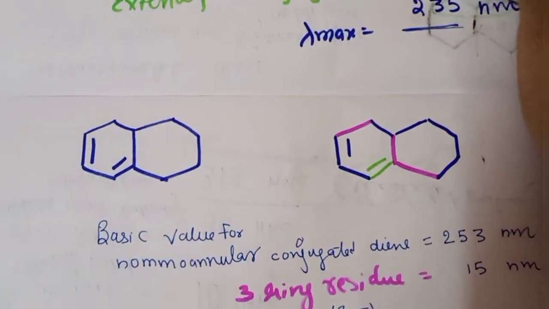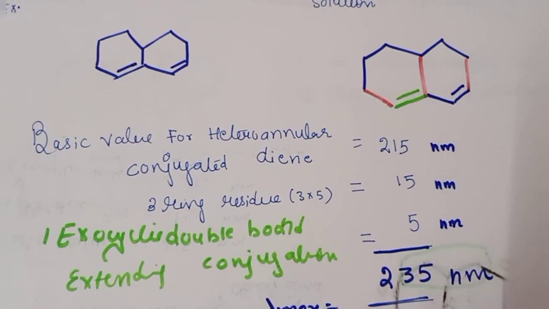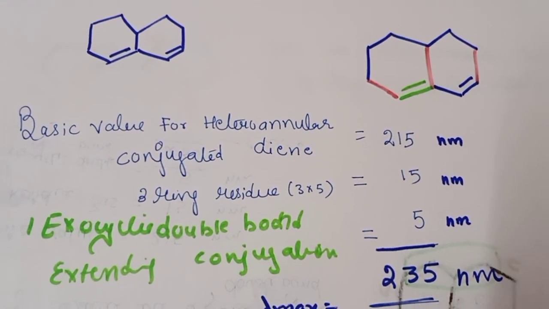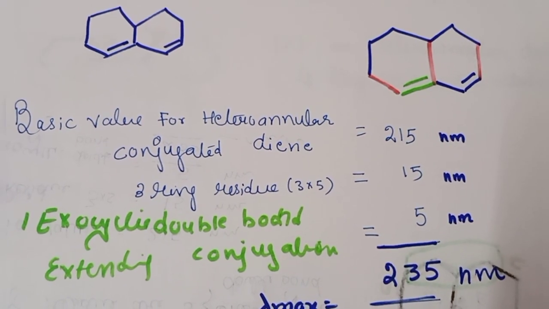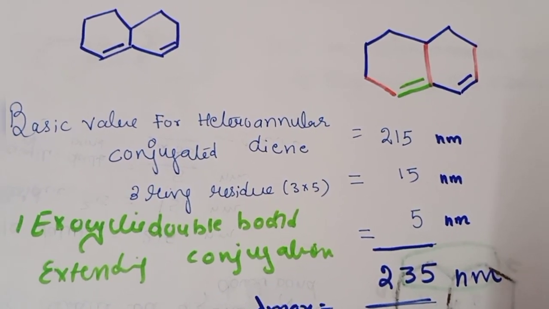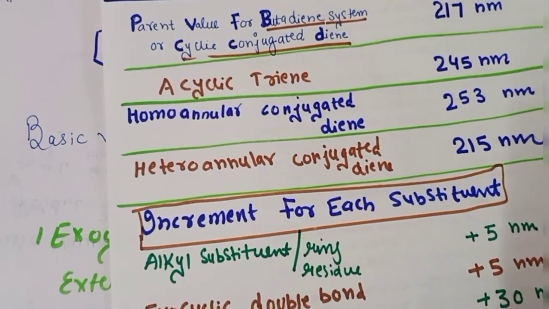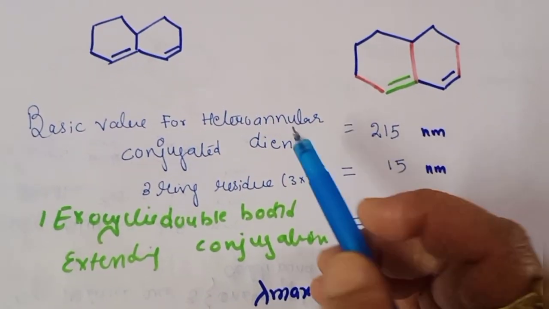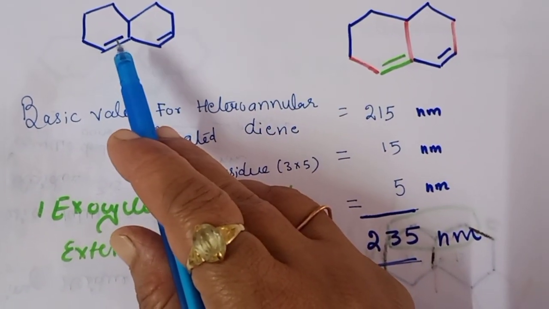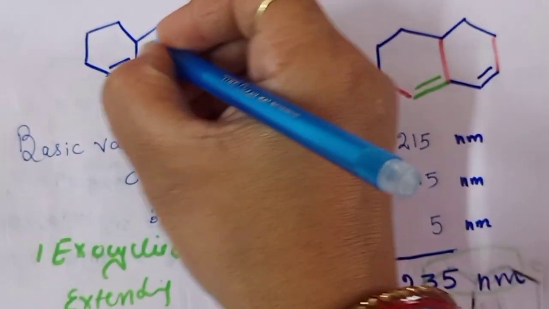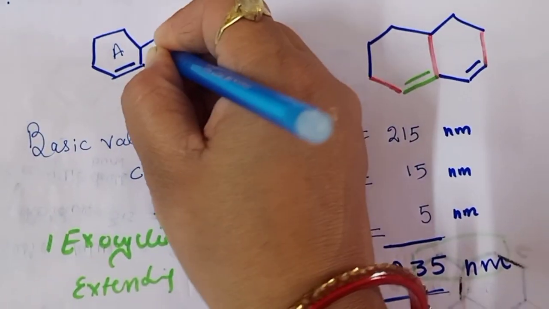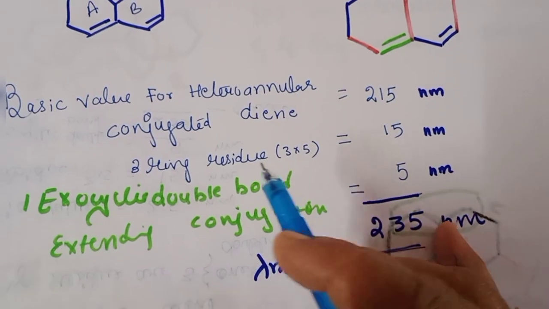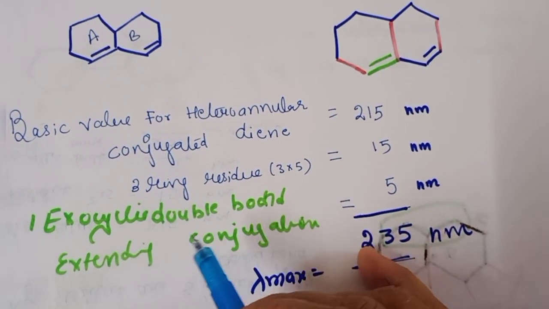The next example, let us see. Suppose a simple system is given here. It is a type of heteroannular conjugated diene. So for heteroannular, what is the basic value? As we had seen, for the heteroannular, the basic value is 250 nanometer. Now suppose this is your ring A and this is ring B. So this bond is exocyclic for the ring B. So what will be the value for the exocyclic bond? Exocyclic double bond 5 we will write.